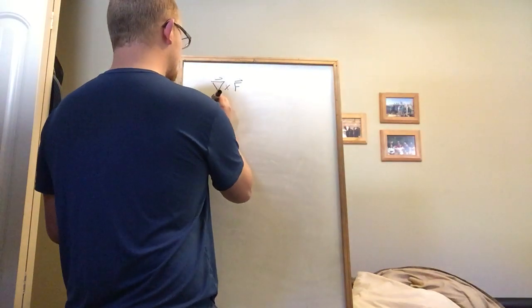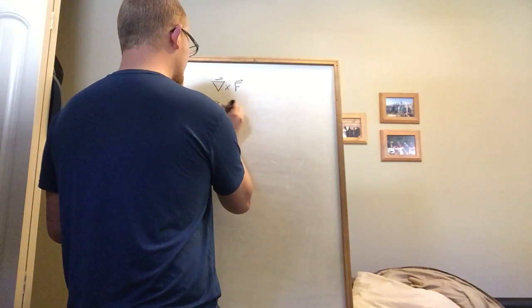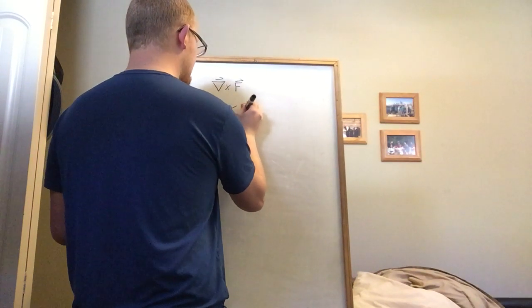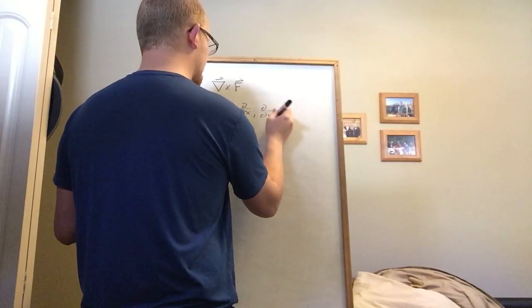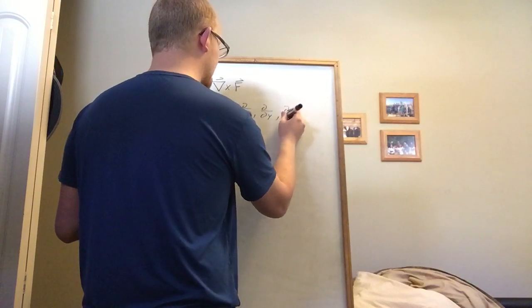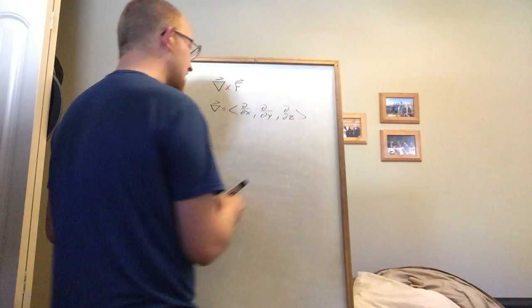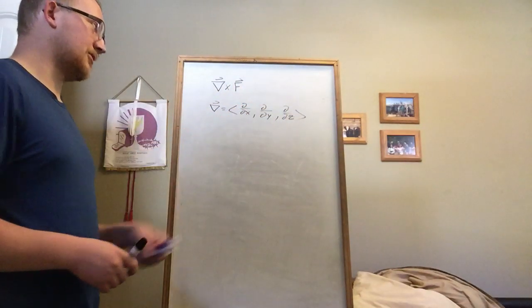And so just remember that nabla is a vector that holds in the x component the derivative with respect to x, and the y component the derivative with respect to y, and then the z component the derivative with respect to z.